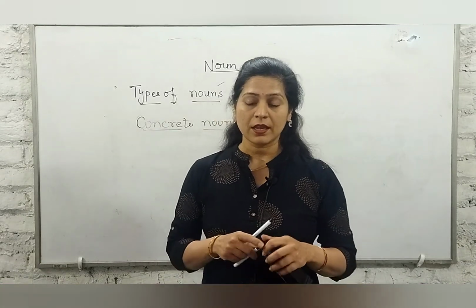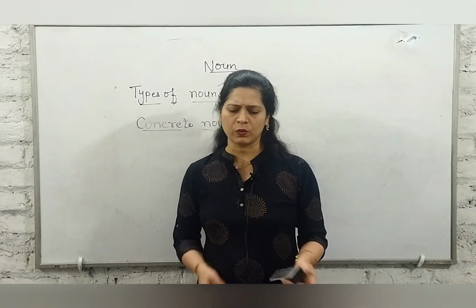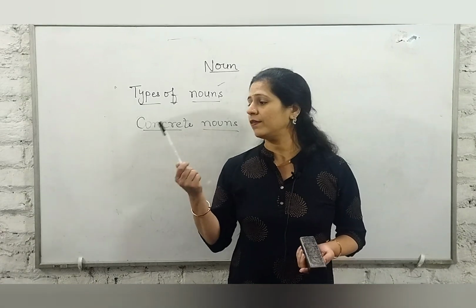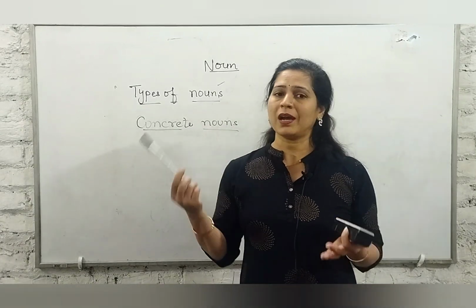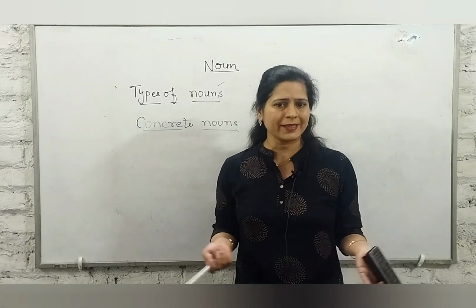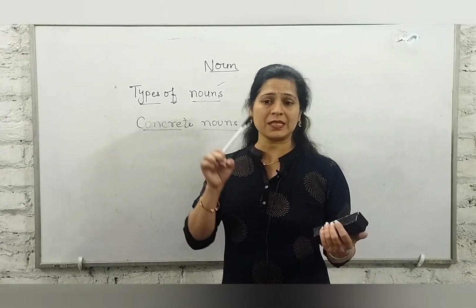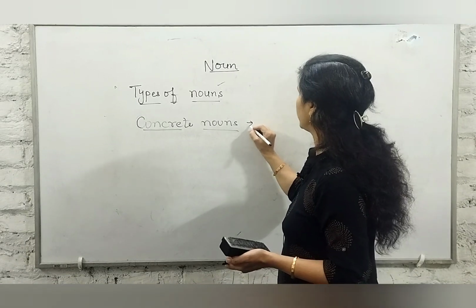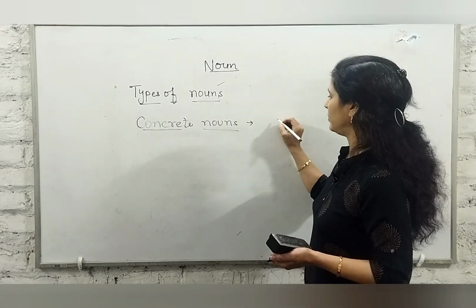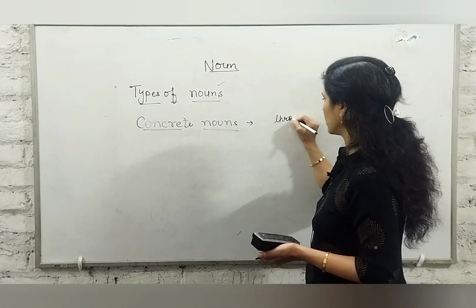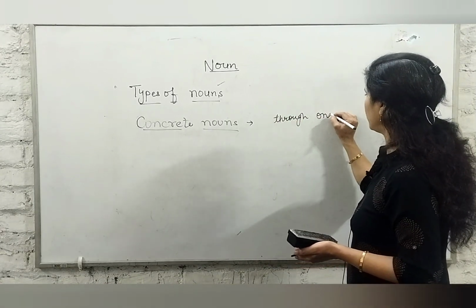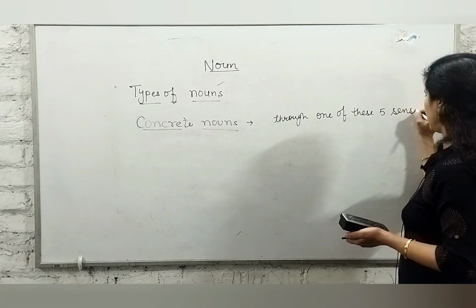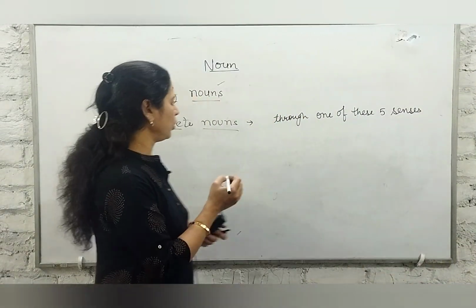If I say, I saw a rainbow in the sky. What is rainbow? Can you see the rainbow with your eyes? Yes, we all can see. If I say I am having this white pen or this marker in my hand, can you see this marker? Yes, we all can see, right? So basically the things that can be identified through one of the 5 senses are known as concrete nouns, correct? So I have taken the example of rainbow.